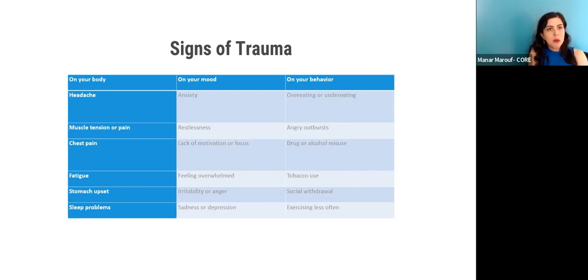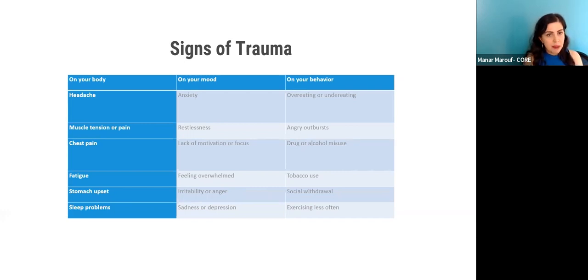The other way trauma shows is in someone's mood. And that includes having anxiety, restlessness, lack of motivation or focus. And this is very important for us because cultural orientation will provide a lot of new information to people. So when someone is experiencing trauma or has experienced trauma, they will have a hard time focusing because it is known that chronic stress affects memory, the memory centers in the brain, and subsequently affects someone's ability to retain information, focus, or learn new information. And that leads to somebody feeling overwhelmed, feeling upset, irritated, and uneasy all the time. And sometimes it can lead to sadness or depression.